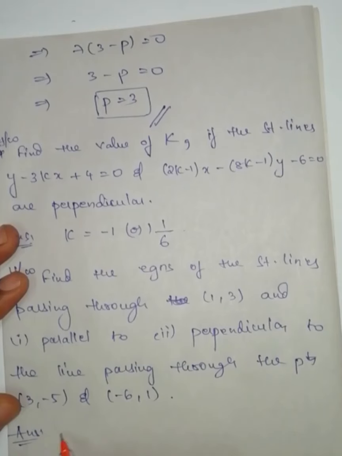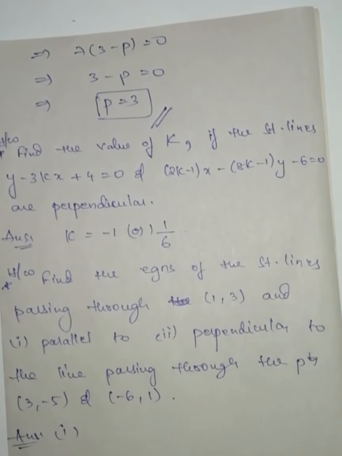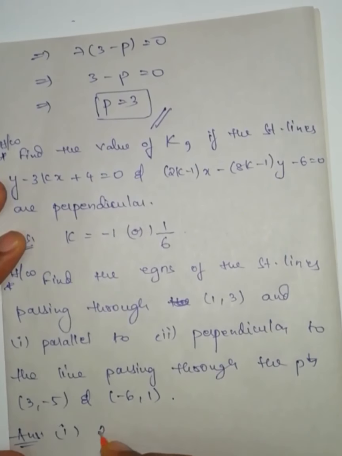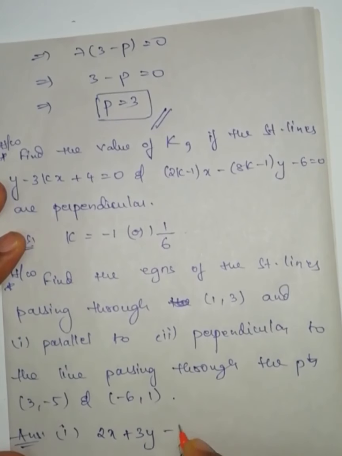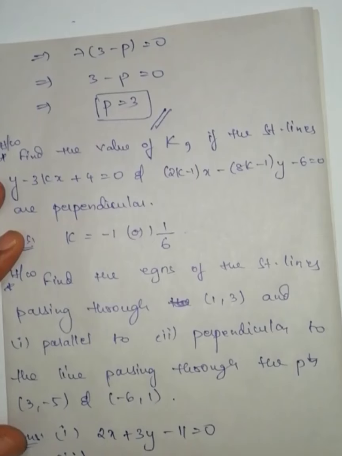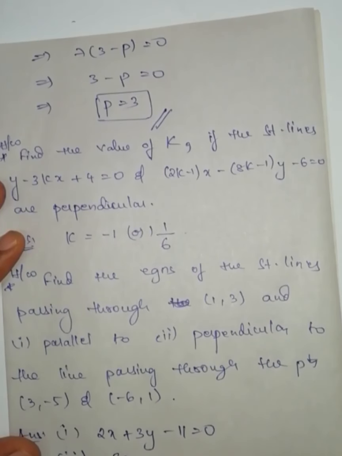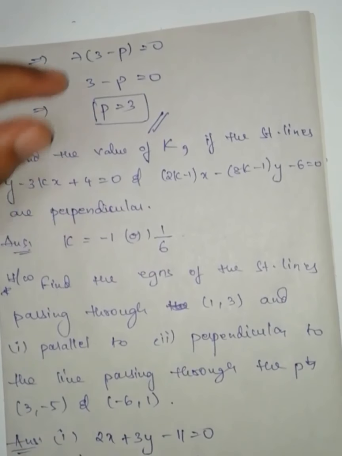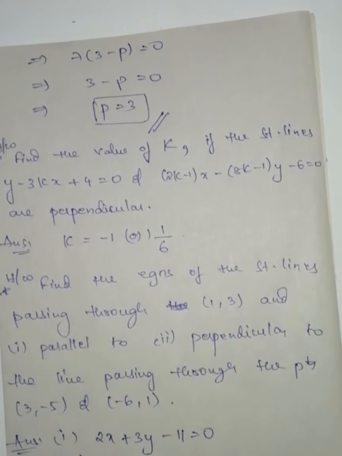And the answer you have to get for the first one is 2x plus 3y minus 11 is equal to 0, and the second one you have to get is 3x minus 2y plus 3 is equal to 0. For this one you can refer the above problem, and for this one you can refer your notes. Already we have solved the same problem nearly 2 to 3 times.